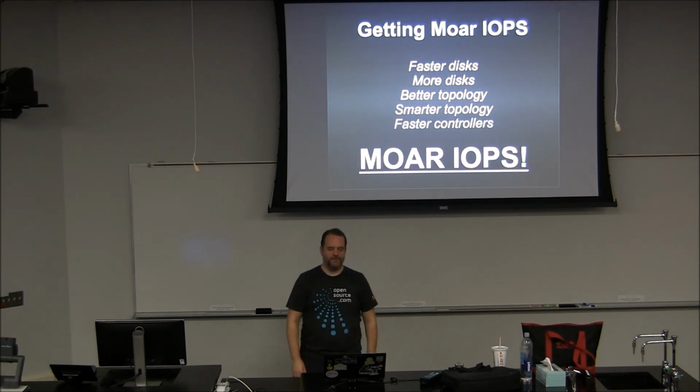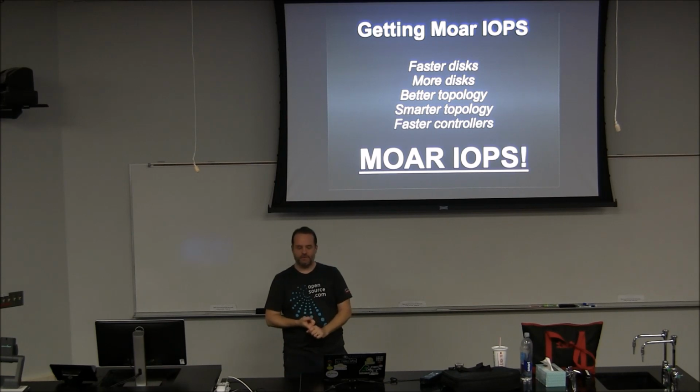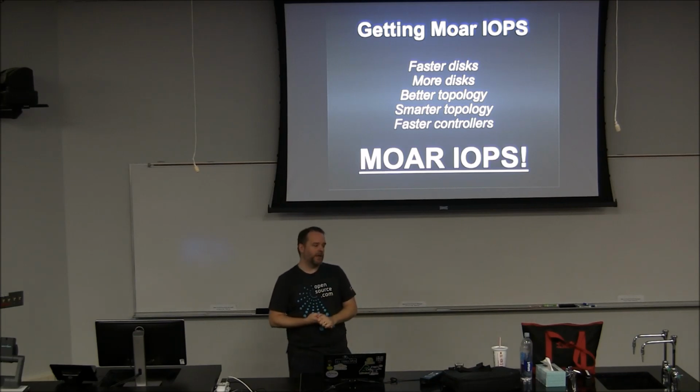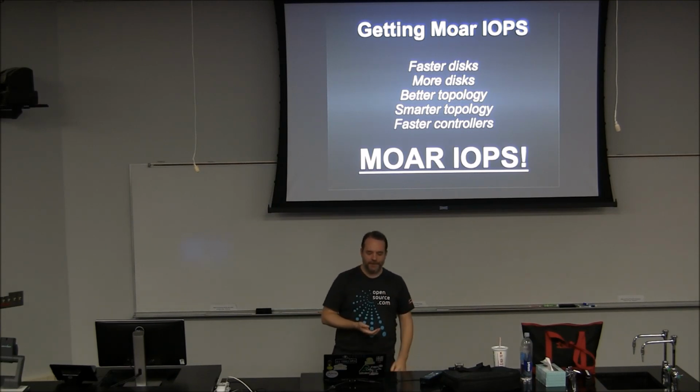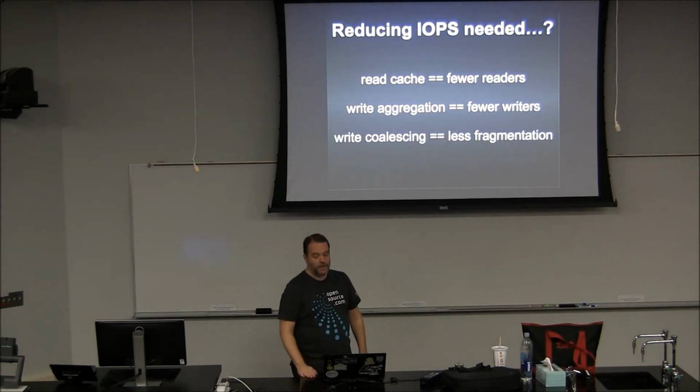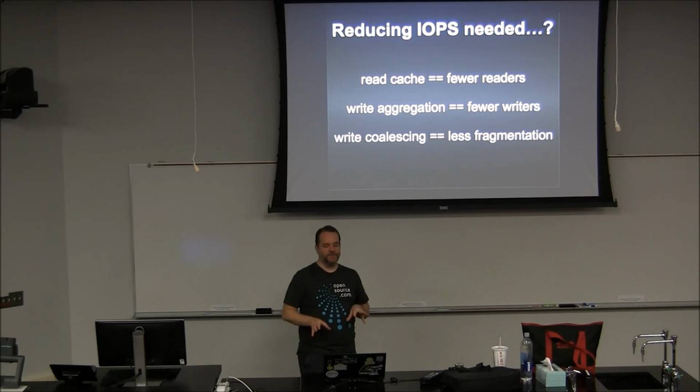How do we get more IOPS? Well, you can have faster disks. You can have more disks. You can have a better topology, one that provides more IOPS with the amount of disks you have. You can have a smarter topology, one that actually makes an effort to write things in a better order or figure out how to aggregate things properly. You can have faster disk controllers. You can also try to reduce how many IOPS you need.